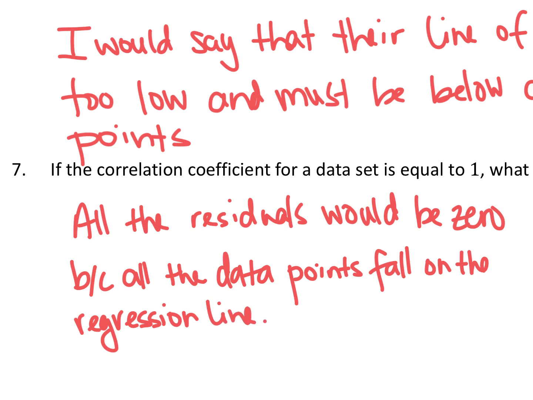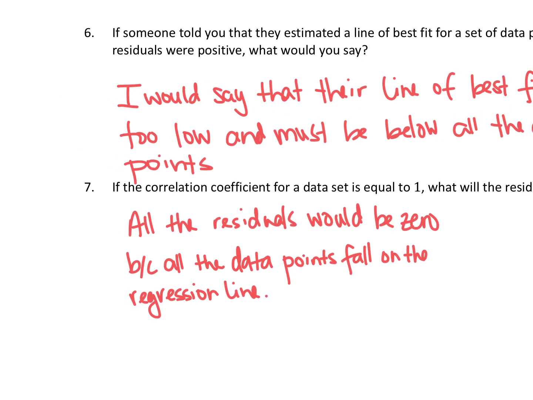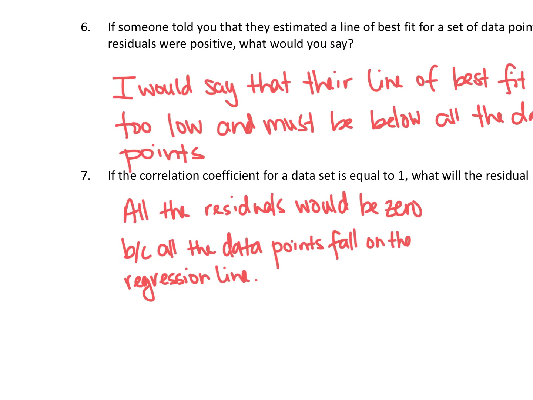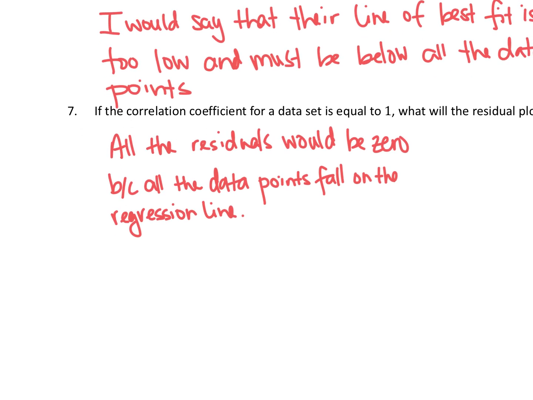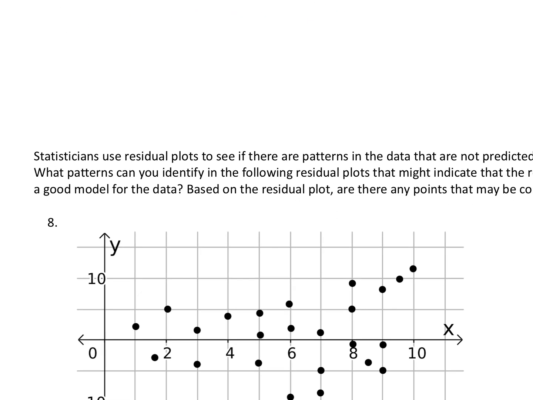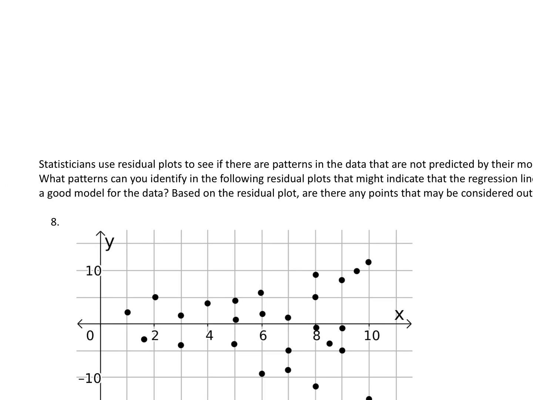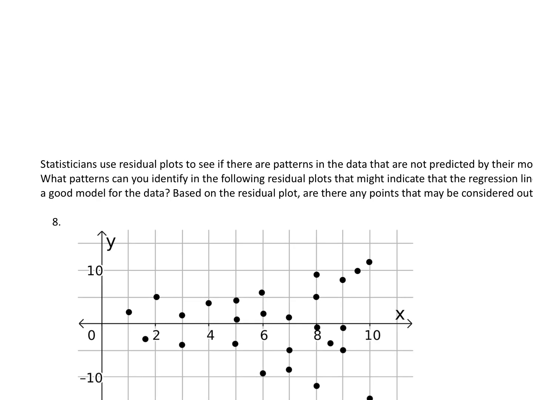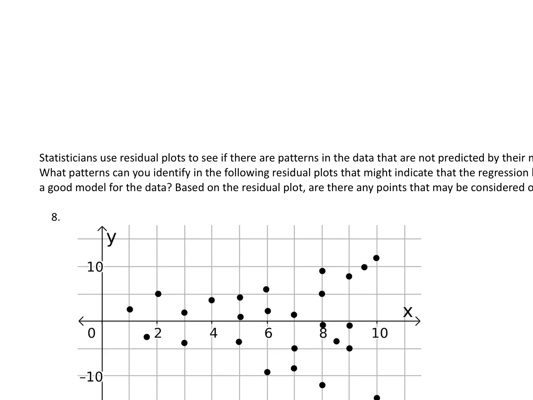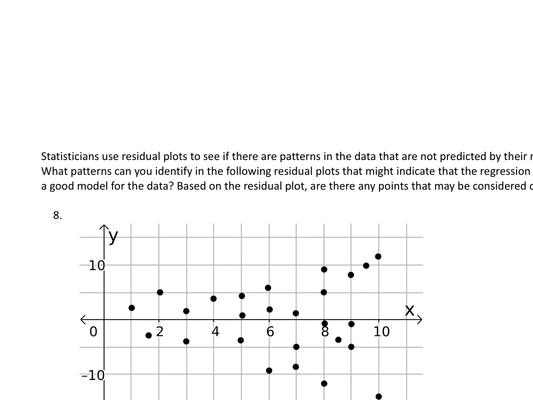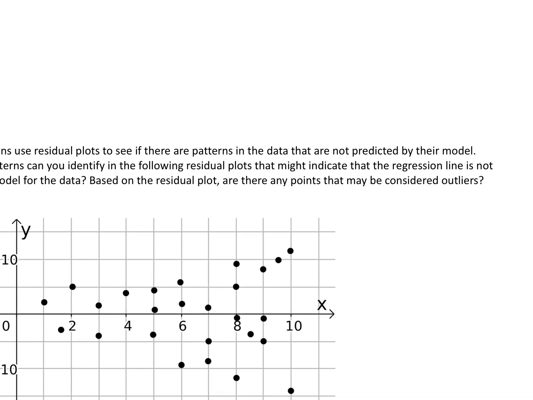All right, the next activity that we're going to do is look at residual plots and see if we can tell what's going on, right? We're just going to make some observations. Okay, so let's go ahead and turn the page. Number 8. Statisticians use residual plots to see if there are patterns in the data that are not predicted by their model. What patterns can you identify in the following residual plots that might indicate that the regression line is not a good model for the data? Based on the residual plot, are there any points that may be considered outliers?